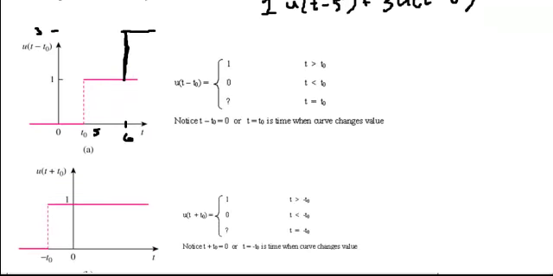Now, notice that this is for positive time. We do u of t minus t naught. And for negative time, we use u of t plus t naught. That's an important difference that you must remember when you're using the unit step function. Now let's look at a circuit with time-dependent sources, and we'll take a look at how we use our unit step function to help us analyze that circuit.